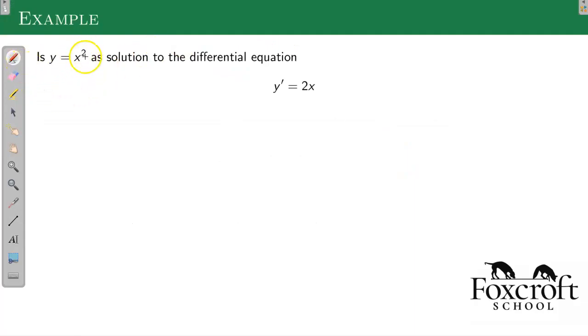Is y equals x squared a solution to this differential equation? We need to know what y prime is, so we take the derivative of x squared, which is 2x. If we plug that in, we get 2x equals 2x. So is this a solution to the differential equation? Yes, it is. If y prime equals 2x, then y equals x squared is a solution. Solutions are always going to be equations. We need our y's and our x's related to talk about derivatives.